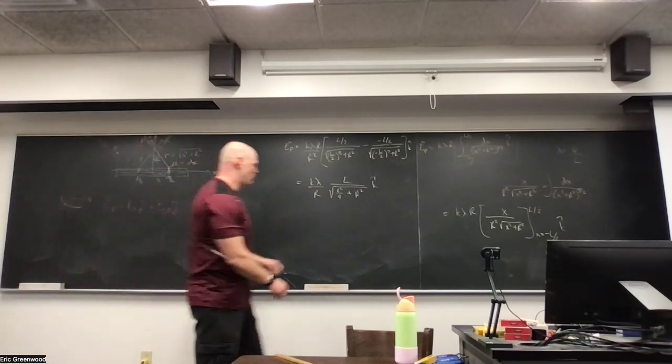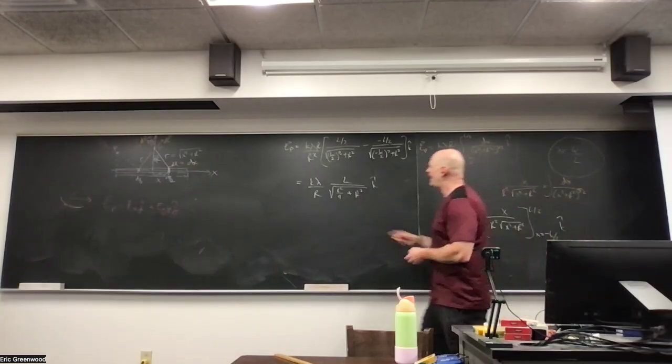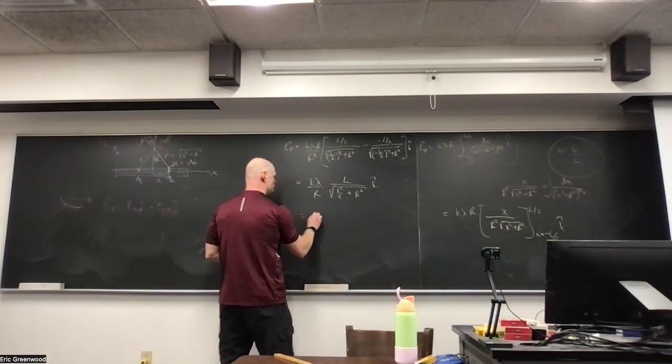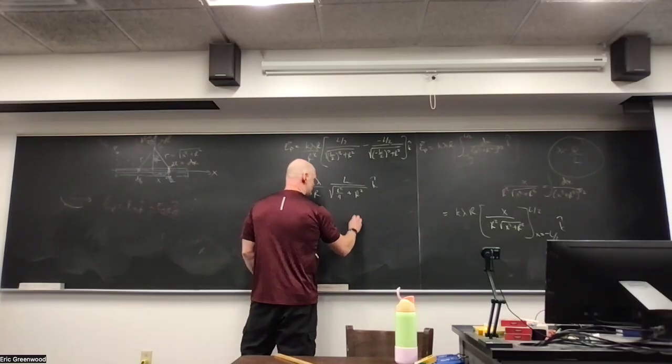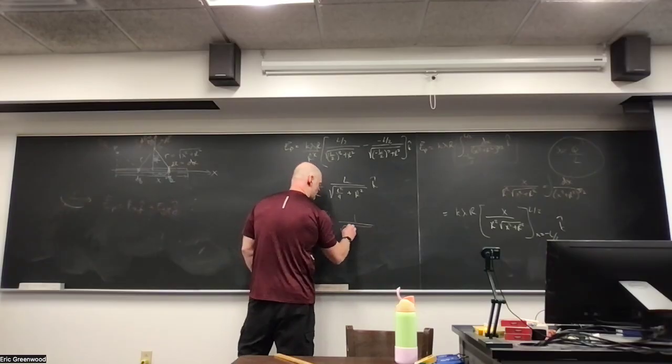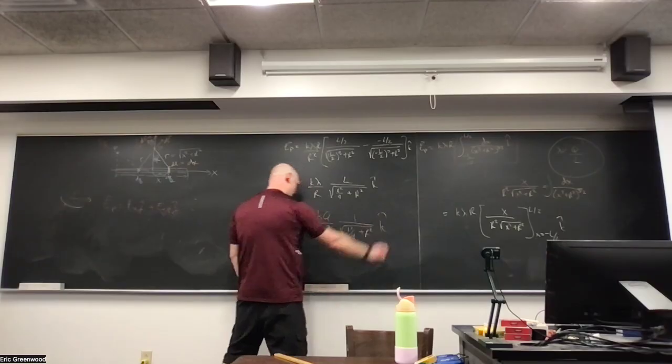Finally, we do one more step, which is use our definition of lambda, which is q over L. So that's going to cancel this q. And we're going to get a kq over r, 1 over the square root of L squared over 4 plus r squared, k hat direction.